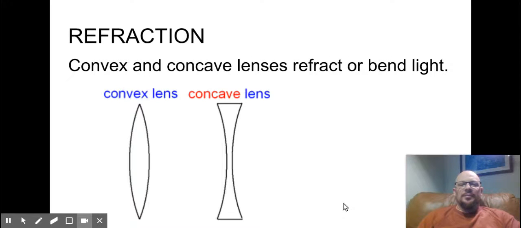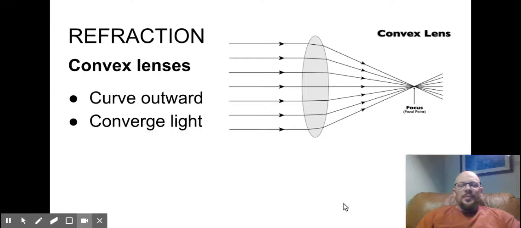We use refraction in lenses like eyeglasses or binoculars or telescopes, magnifying lenses, through convex and concave lenses that refract or bend light. A convex lens is one that curves outward, and a concave lens, like a cave, curves inward. A convex lens curves outward, as I said, and it converges or brings together light.